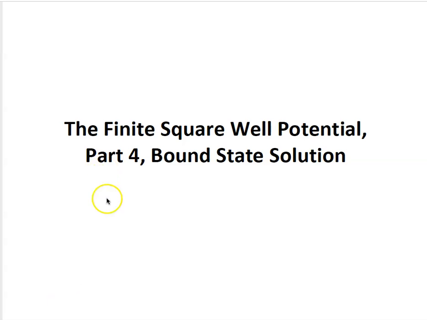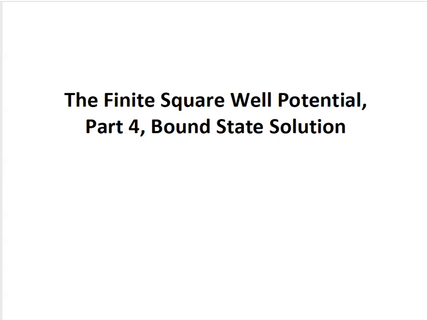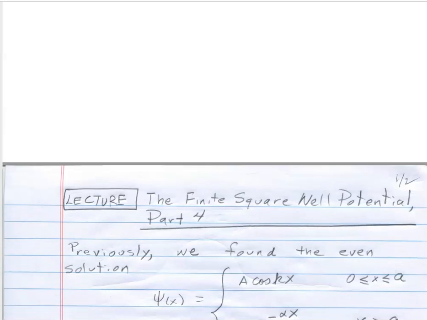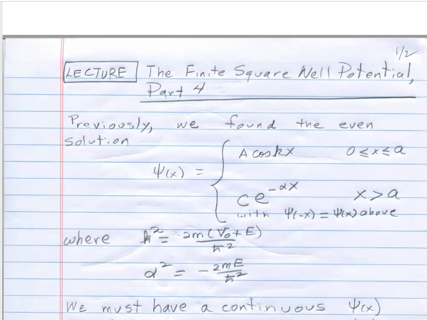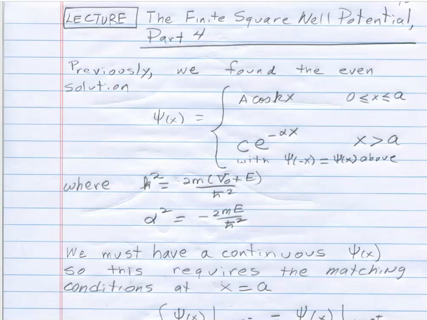In this segment, I'll show how to match up the solutions so that we have a continuous wave function and continuous first derivatives. So, in the previous video, we had found this solution. Again, we're focusing just on the positive part because the negative side can be obtained by symmetry, as we saw last time. And of course, the two constants k and alpha satisfy these two relationships, with the energy E being negative.